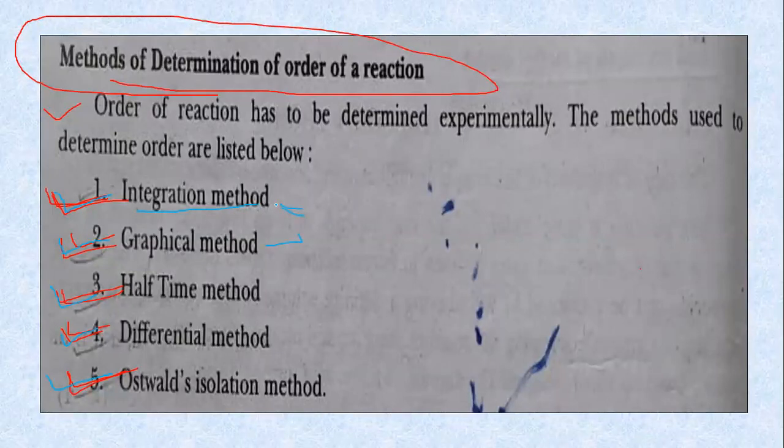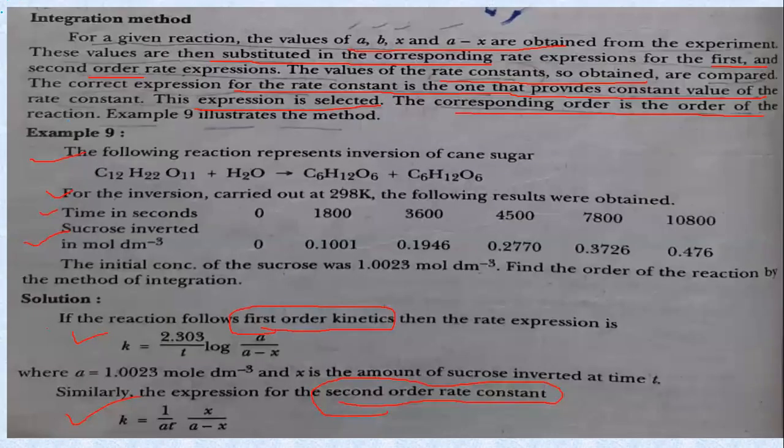One is the integration method, the other is the graphical method. After that, in the next lecture we'll cover one more method. By this way we are going to see all the 5 methods by which we can find out the order of reaction. Now we'll first see the integration method. See what happens in the integration method.